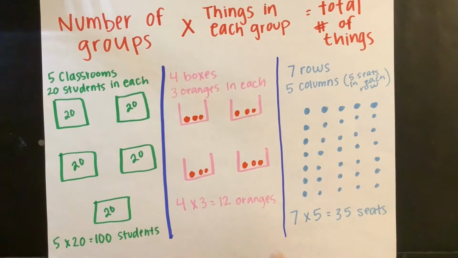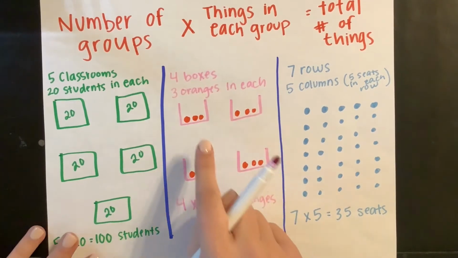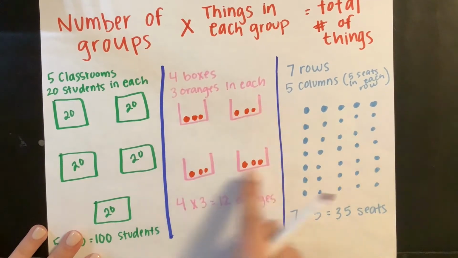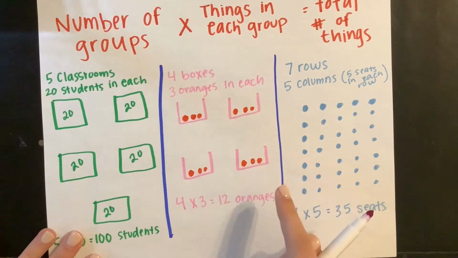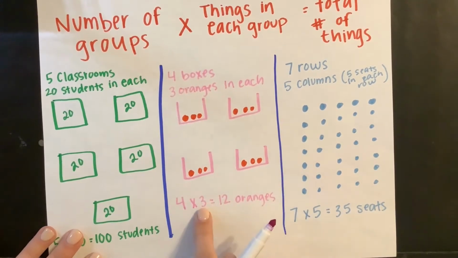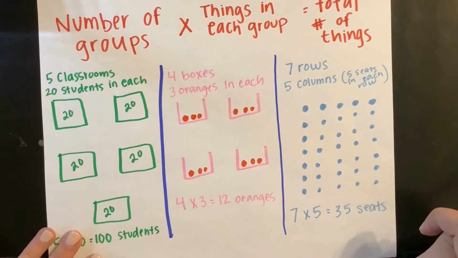Same thing here. We have 4 boxes and we have 3 oranges in each. So I could do 3 plus 3 plus 3 plus 3, or I know that 4 times 3 is 12. This last one looks a little bit different. In this one, we have rows and columns.